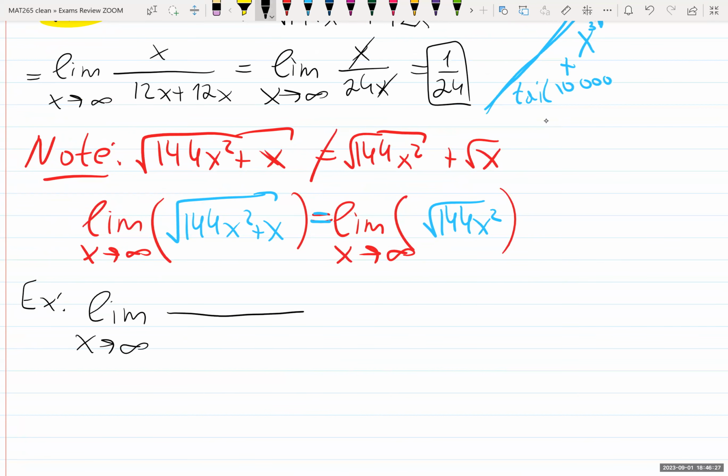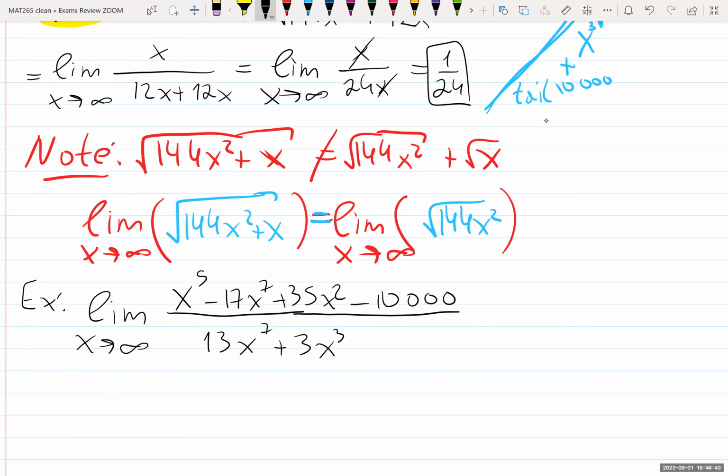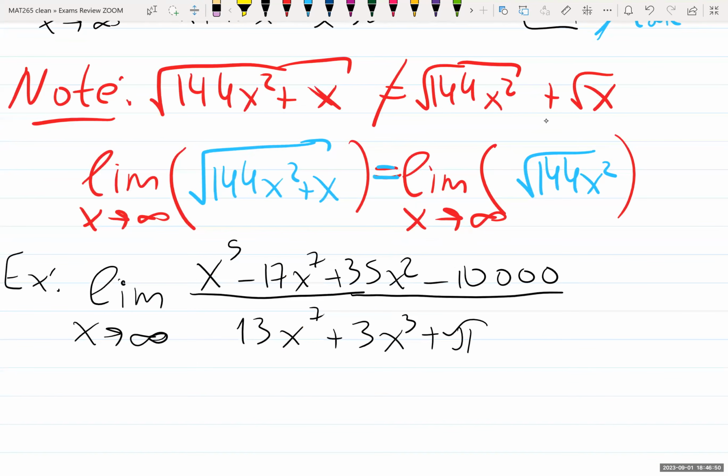If you have two polynomials, x to the 5 minus 17x to the 7 plus 35x squared minus 10,000x, over 13x to the 7 plus 3x cubed plus pi for no reason. At infinity, this looks horrible, but at infinity, it's your most favorite example ever. Find the leader of the top. Do you know what's the leader of the top here?